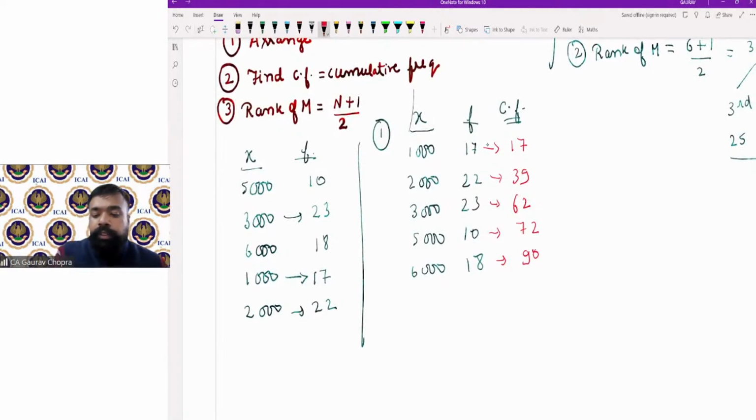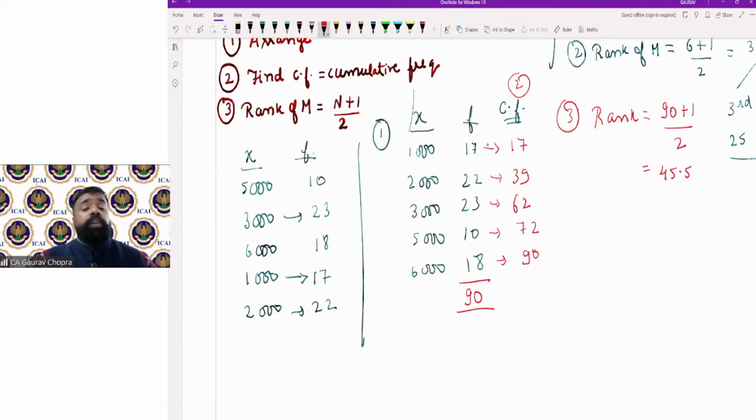Now the next step is to calculate the rank. The third step is to calculate the rank. Rank is N plus 1 divided by 2. Now what is capital N? Capital N means the total of frequency. So 90 plus 1 divided by 2 is 45.5. Now you have to check 45.5 कौन से क्लास में आ रहा है.